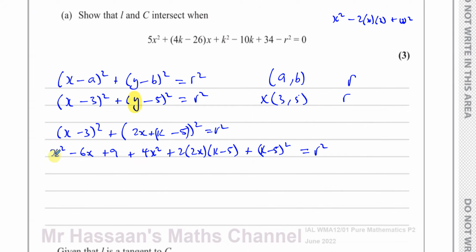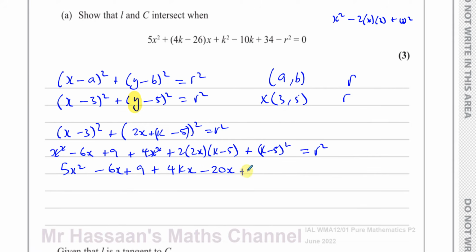Let's just try to combine what I can combine first. I've got x² plus 4x², so that's 5x². So I've dealt with those two. Then I've got −6x + 9, and there's nothing I can do with that right now. Let me just simplify the other part. 2 times 2x is 4x, and 4x times k is 4kx, and k is a constant, so I'll write that first. And 4x times −5 is −20x.